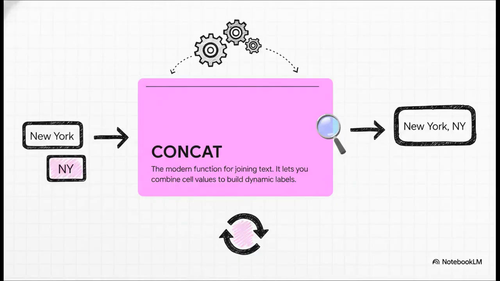And then you've got CONCAT. This is the new, modern way to join text together. So instead of manually typing out a header like New York NY, you can just use CONCAT to pull New York from one cell and NY from another. And the best part, if that source data ever changes, your label updates automatically. It's all about working smarter, not harder.